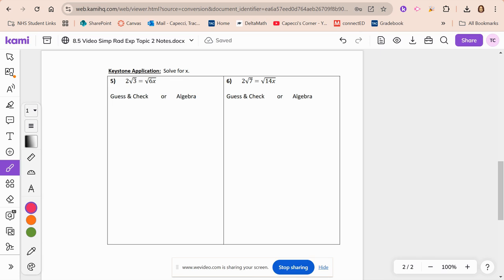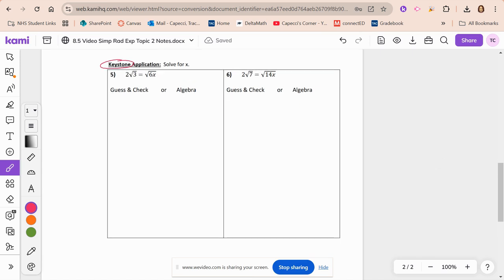We're going to do some Keystone applications. So Keystone, this is for the Pennsylvania State Assessment Test. Since Pennsylvania is the Keystone State, that is why it's called Keystone applications. So it's asking you to solve for x. So we look at this. It can be a little bit overwhelming.